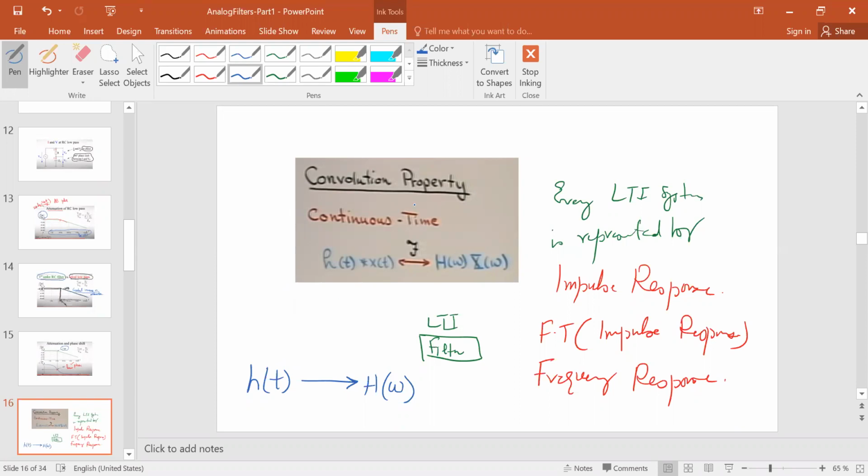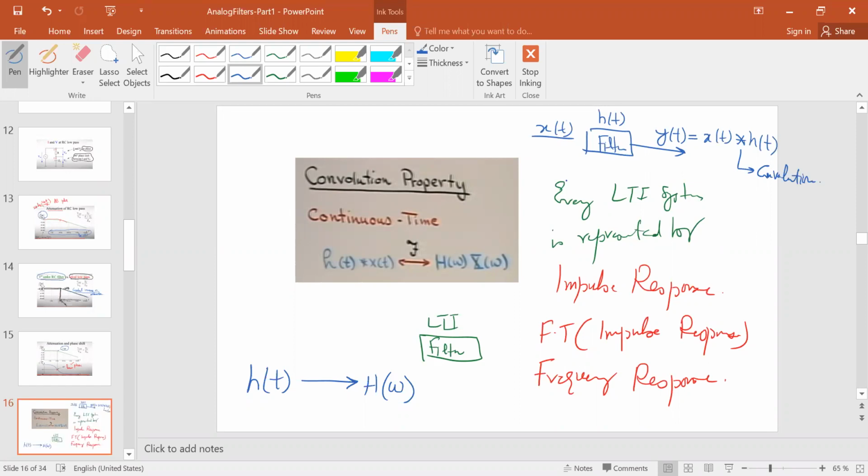So what happens for an LTI system? Here is our filter, and now here comes the signal x of t. The filter has h of t as its impulse response. So when the output comes out, y of t is x of t convolved with h of t, not multiplied, convolved. So this is convolution, but this is only true for an LTI system.